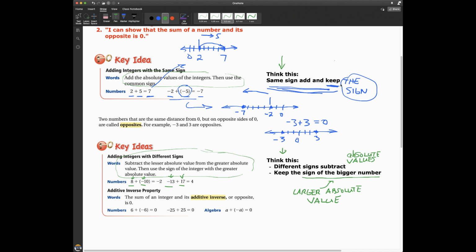So same sign, add and keep. Different signs, subtract. Subtract the absolute values. And we'll go through, I'll show you that process when we work on a couple examples.